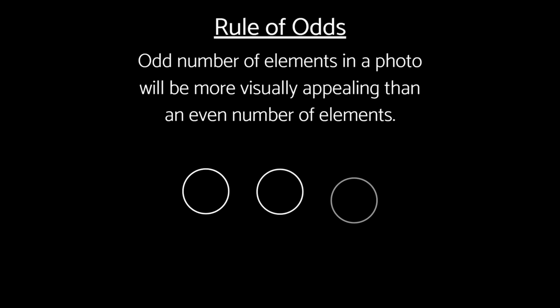The 10th compositional technique is called the rule of odds, and while it's called a rule, it's more of a creative suggestion. The rule of odds states that an odd number of elements in a photo will be more visually appealing than an even number of elements. For example, instead of having 2 people in a portrait, try to have 3 or 5. This helps create some visual interest and can help draw attention to the subject. Here's an example of a photo of 3 palm trees.